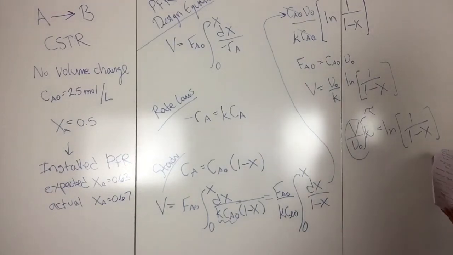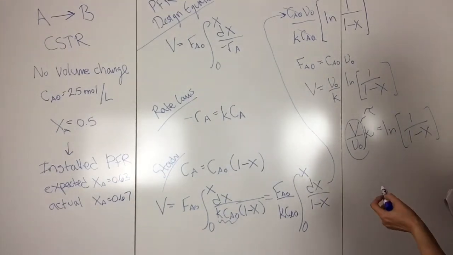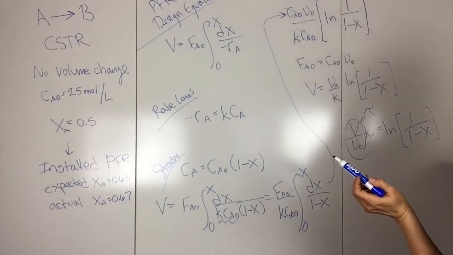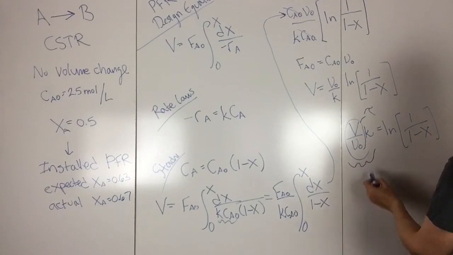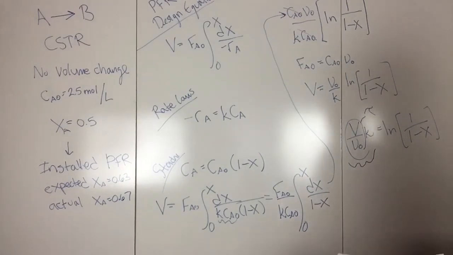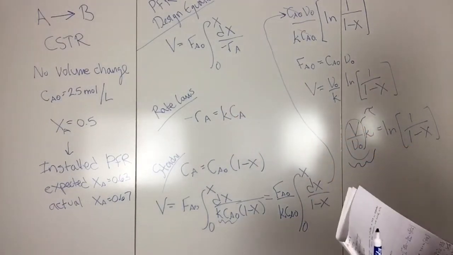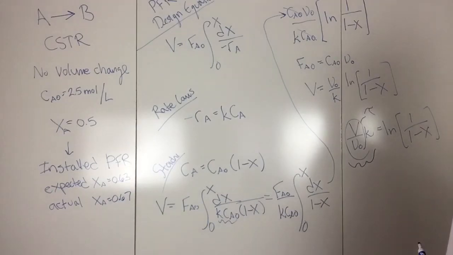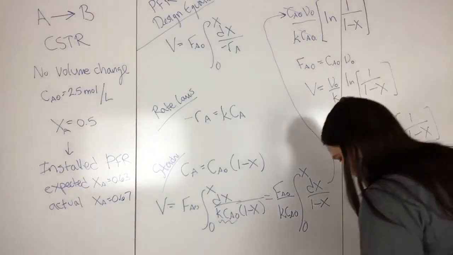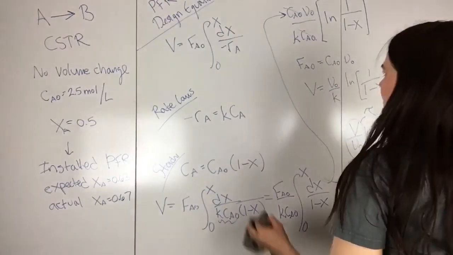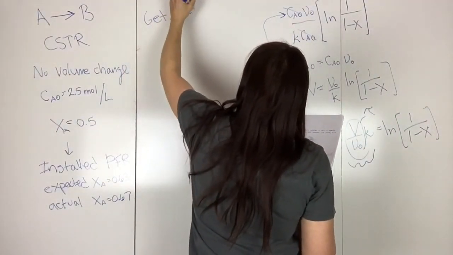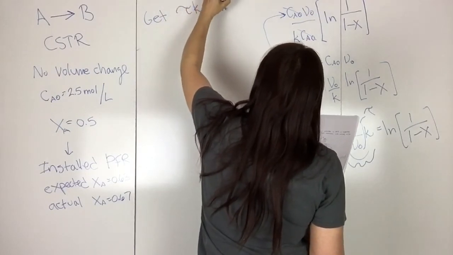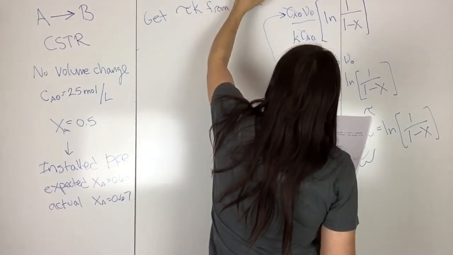To solve this equation, we're actually missing some information. We don't know what tau k is, but we know enough information from that CSTR that we can calculate it. So we'll do that real quick: get tau k from the CSTR.